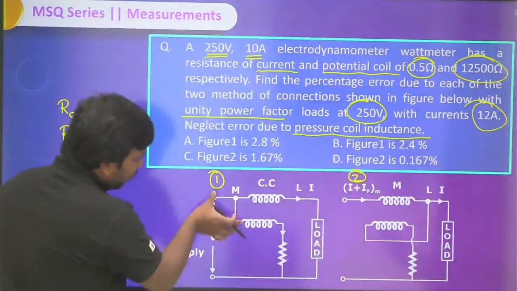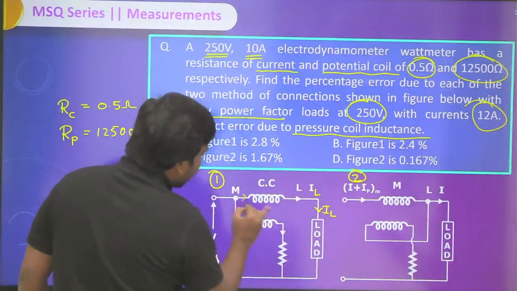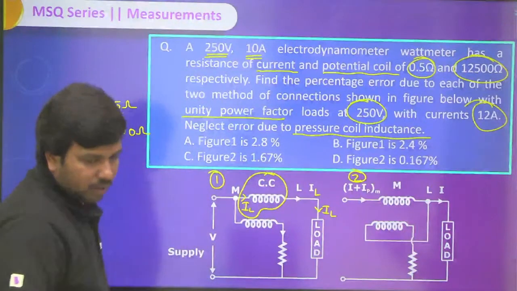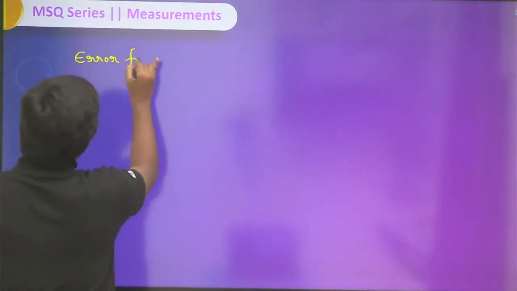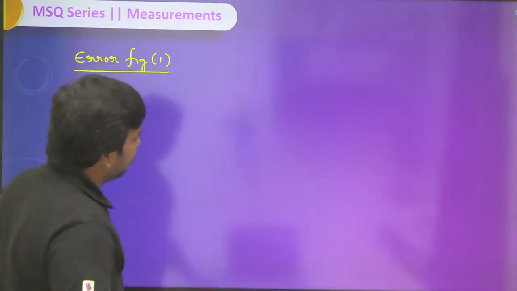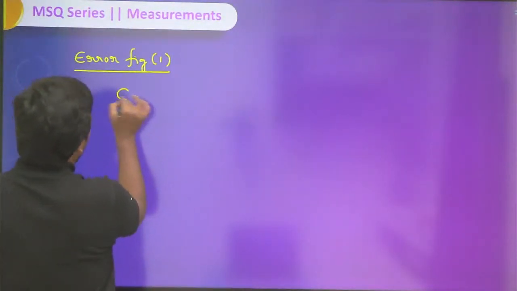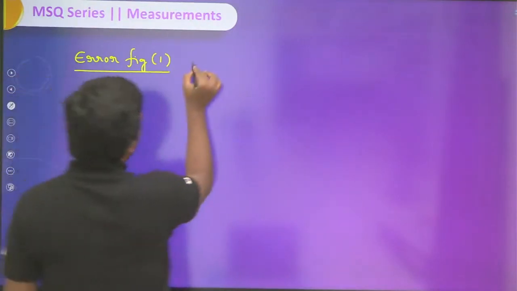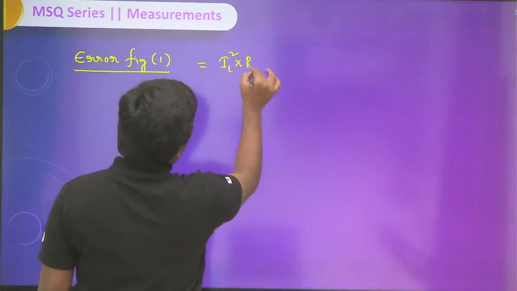In figure 1, the current that flows through the load also flows through the current coil. Because of the current coil resistance, extra power will be read. So what is the error in figure 1? I have explained the detailed concept almost 30 to 40 minutes in the regular lectures on the BEP app, so if anybody is interested, you can go there. The extra power, the error in connection 1, is the power dropped by the resistance of the current coil, IL square into RC.